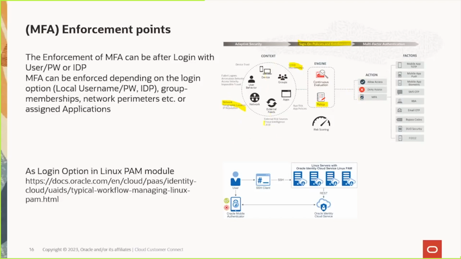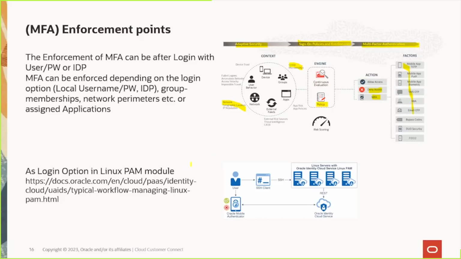And there are many other factors, like risk factors of the users, which you can take into the engine to decide which action is triggered. So do I allow access with MFA, and then which of the factors is required, or will I just deny the access, and so on. This is the engine, and this part is called adaptive security, and here of course the MFA part.